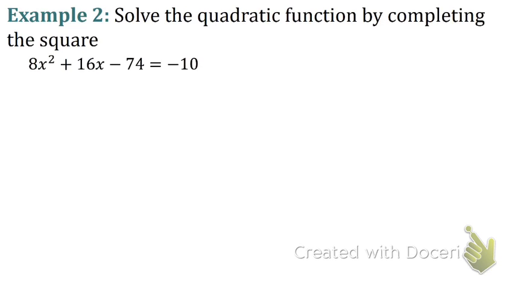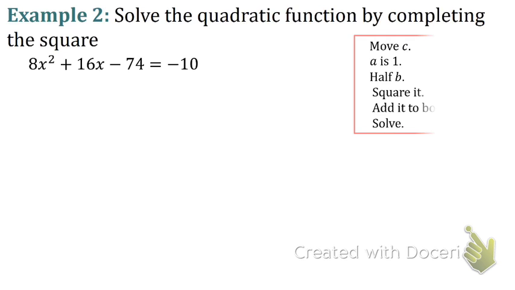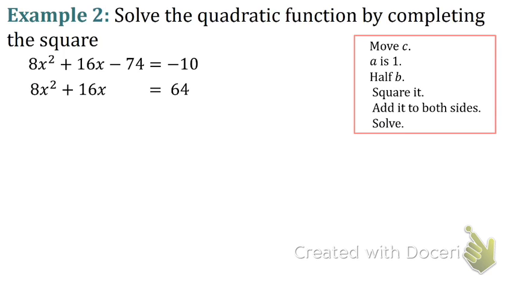Example 2. Still using completing the square, but this function is more complicated. 8x squared plus 16x minus 74 equals negative 10. Here are our steps. First, we need to move c. So we have a negative 74. We need to add 74 to both sides. So now we have 8x squared plus 16x equals 64. So now we've moved c.